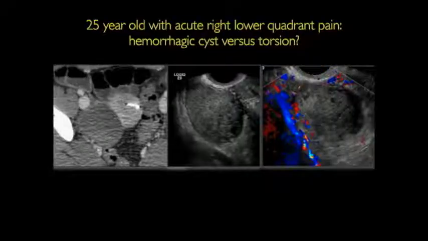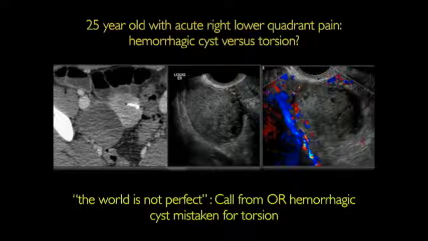And so, after all this, I wanted to see what you think. This is a 25-year-old with acute right lower quadrant pain, hemorrhagic cyst versus torsion. Does it look like a torsion? Does it look like a hemorrhagic cyst? What do you think? Well, the world is not perfect.